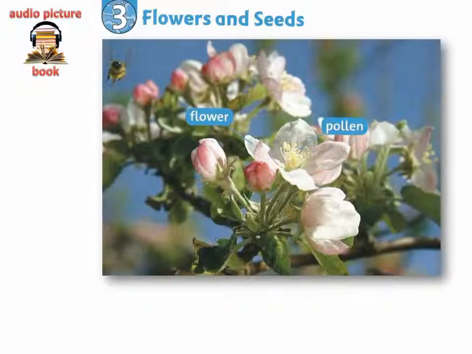Chapter 3. Flowers and Seeds. Some trees have big flowers. Some trees have very little flowers. Flowers make pollen. The wind blows pollen from one flower to other flowers. Insects take pollen to other flowers too. Then the tree can grow seeds.